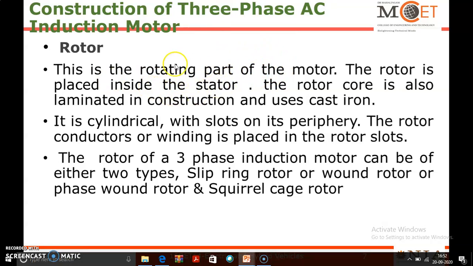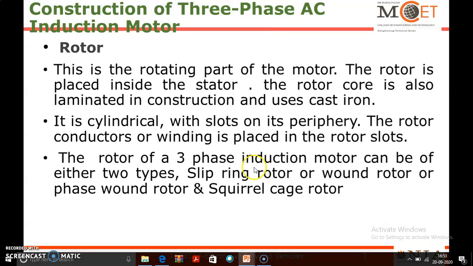This rotor is placed inside the stator. The rotor core is also laminated in construction in order to avoid the eddy current and the hysteresis loss. This rotor core is also cylindrical in shape, and it has slots on its periphery, as seen in the diagram, in order to hold the rotor conductors within it. The rotor conductors or winding is placed in the rotor slot, as I told earlier.